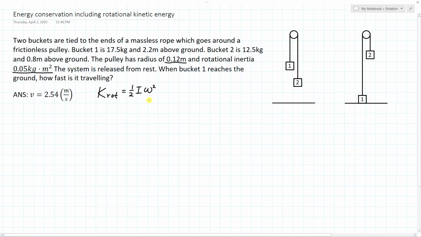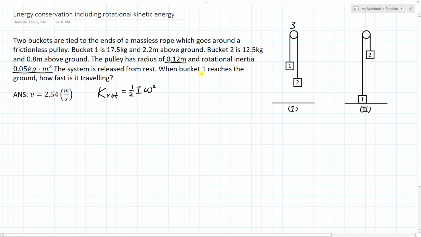Okay, so now we have these objects. So 1, 2, and maybe I would just put a 3 here. So these three objects potentially have energy, and let's name this a Roman numeral 1. And then when 1 comes down and is about to hit the ground, Roman numeral 2. So at this point in time, we can sum up the energies, and at this point in time, we sum up the energies, and then we equate them.